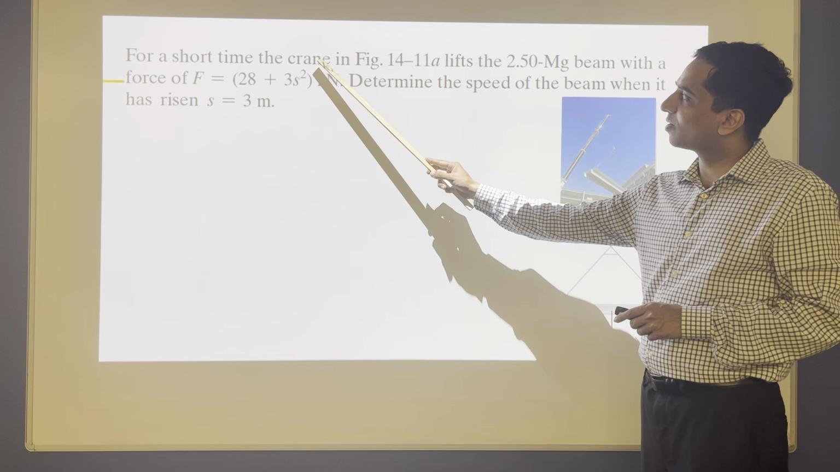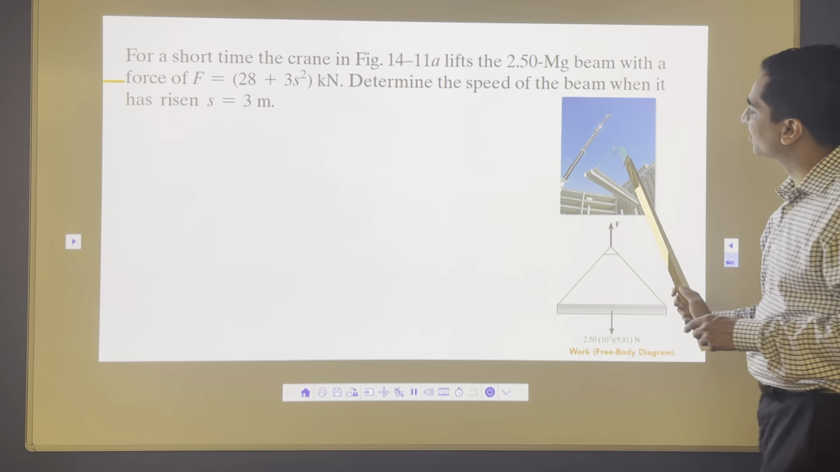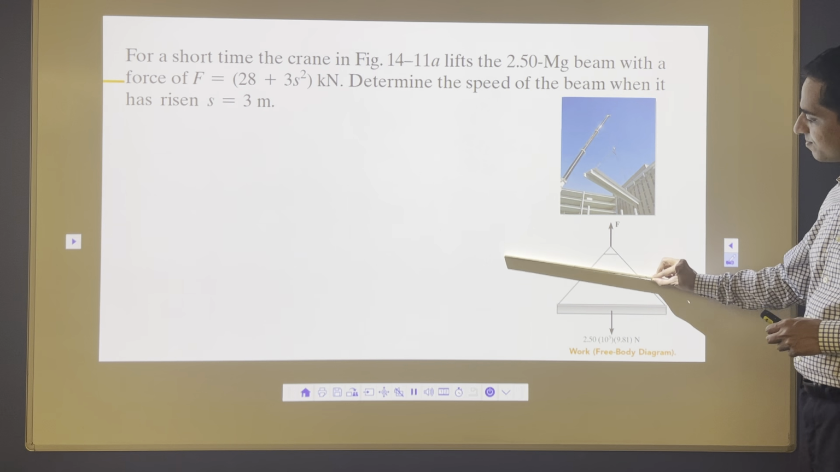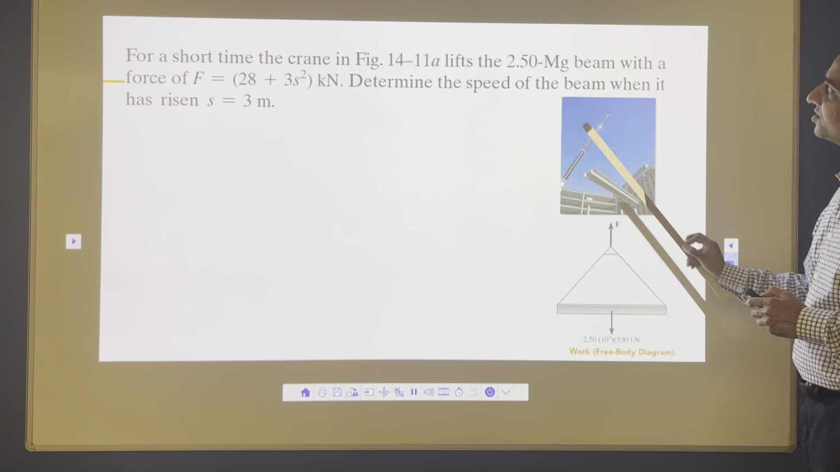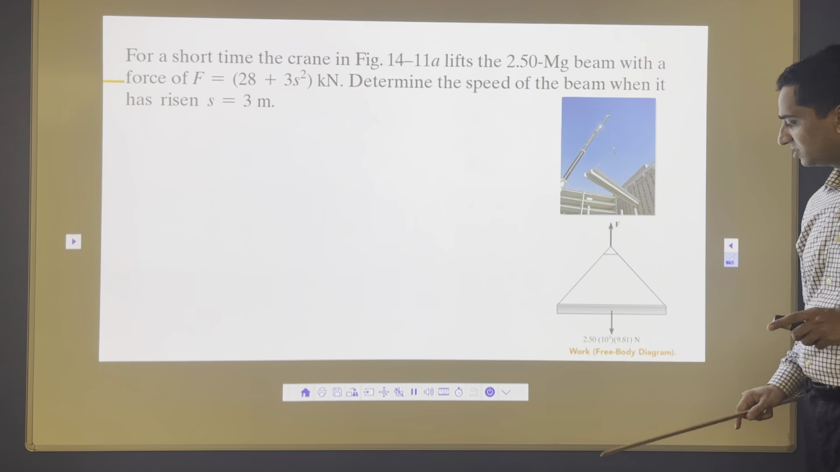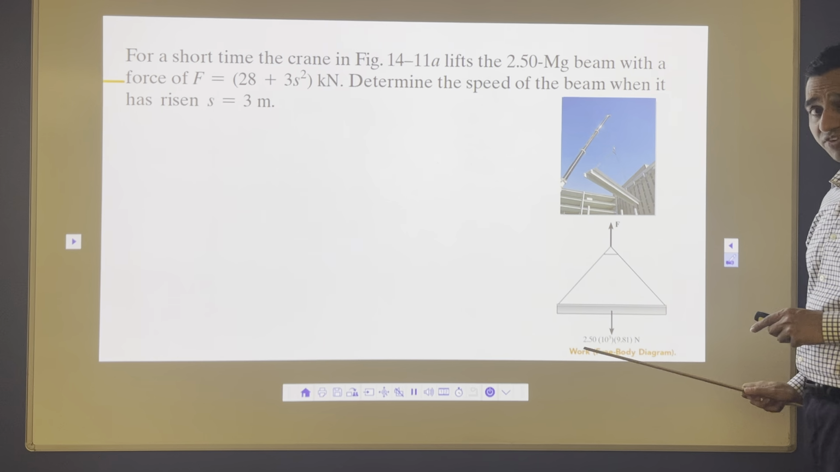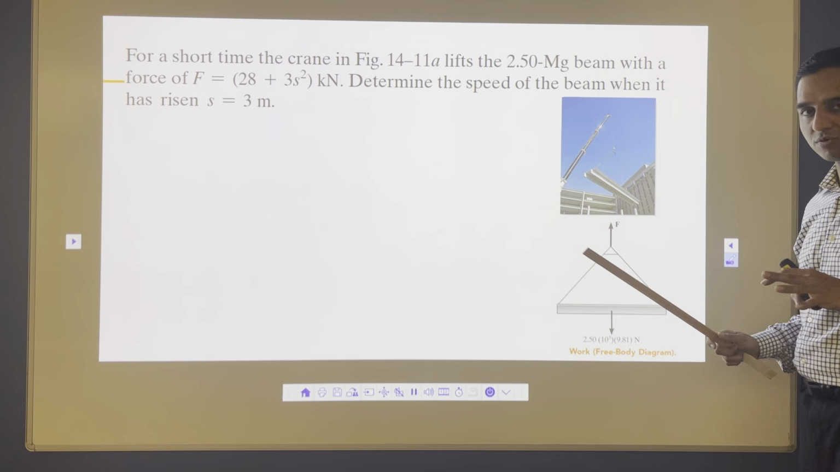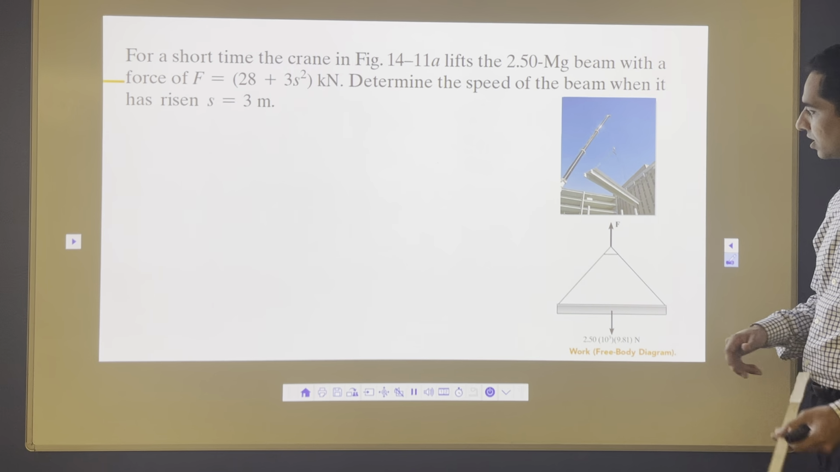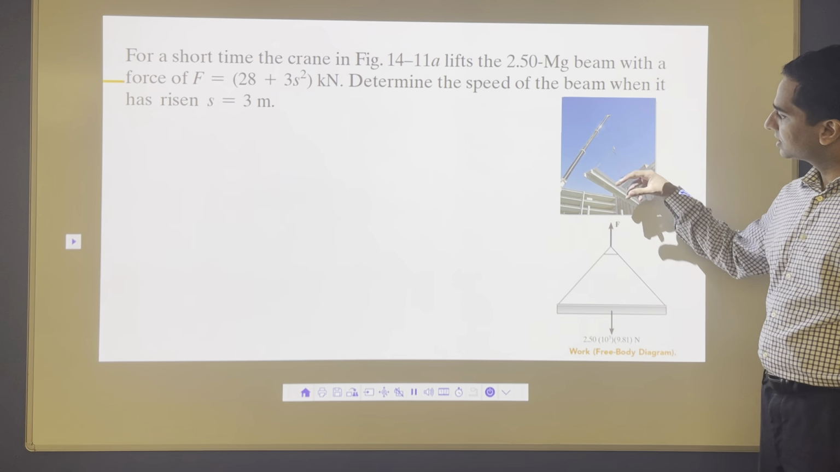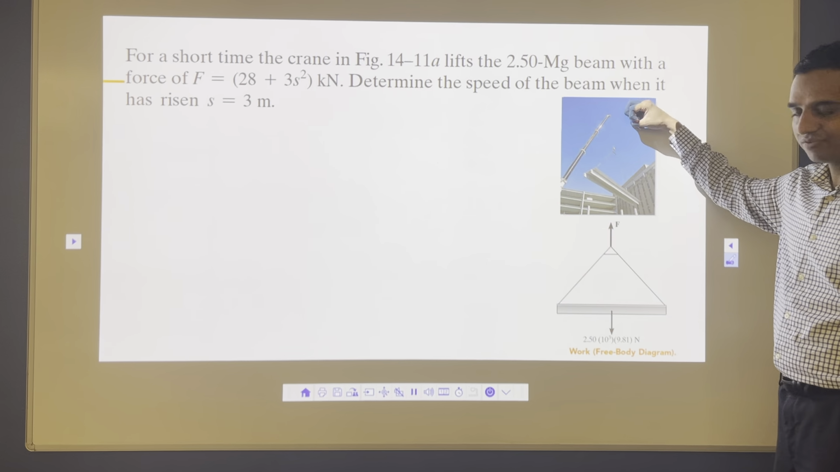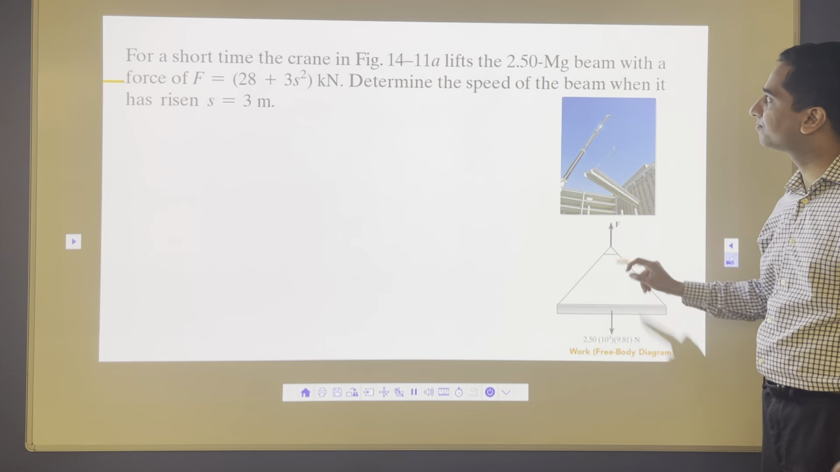Now what we have in this problem, there is a crane. If you can see in this picture, there is a crane and it's lifting this beam. This beam is 2.5 megagram, that's 2500 kilogram. It's almost the mass of your car. It's a very heavy beam. This crane is going to lift that very heavy beam, 2500 kilogram.